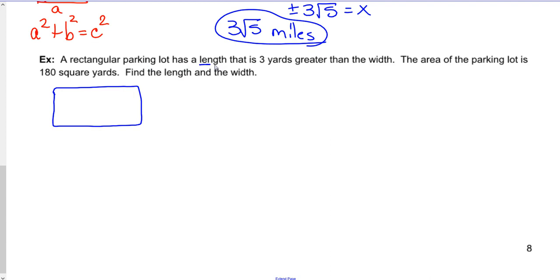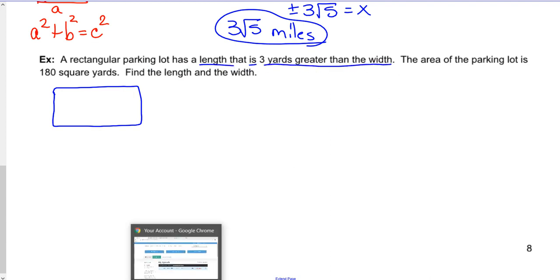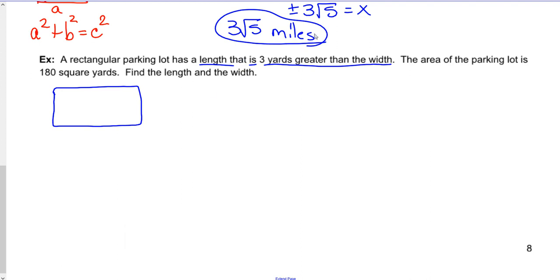So it says that our length is 3 yards greater than our width. So which one do we need to know first? Has to be this guy at the end. We have to know the width first. So I'm going to let the width be x, and if my length is 3 yards greater, that means I have to add 3 to get that new length. So we're going to have an x plus 3.